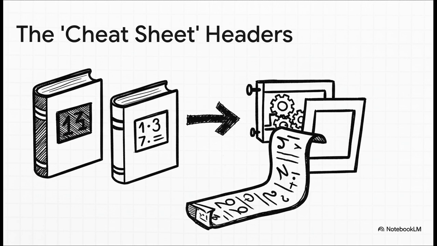C gives us these super handy cheat sheets called header files. Limits.h is basically the dictionary for all the integer types, and float.h is for decimals. They're full of these things called macros, which are just easy to remember nicknames like INT_MAX that the compiler swaps out for the actual massive number before your program even runs.